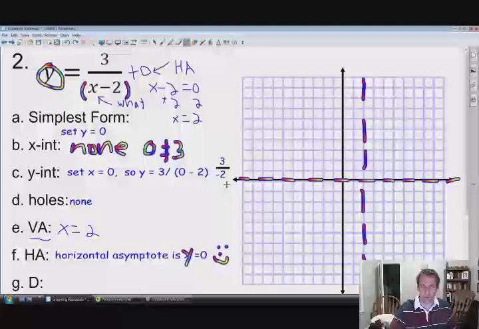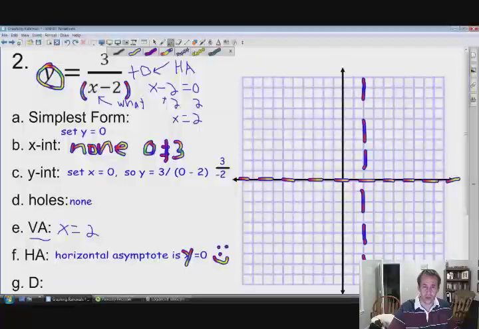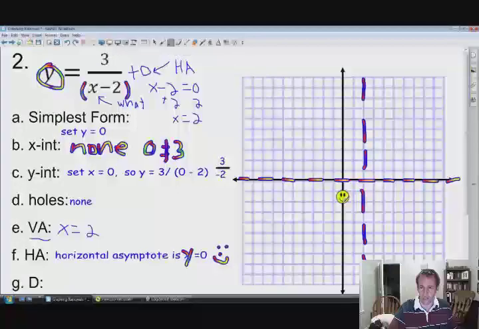So it's going to be like 1.5? We're going to go down to x equals 0, and go down negative 1.5. So right there. Wow, that's a big smiley face. And that's where we're going to graph it. So our graph goes in that quadrant as well as the other quadrant there.